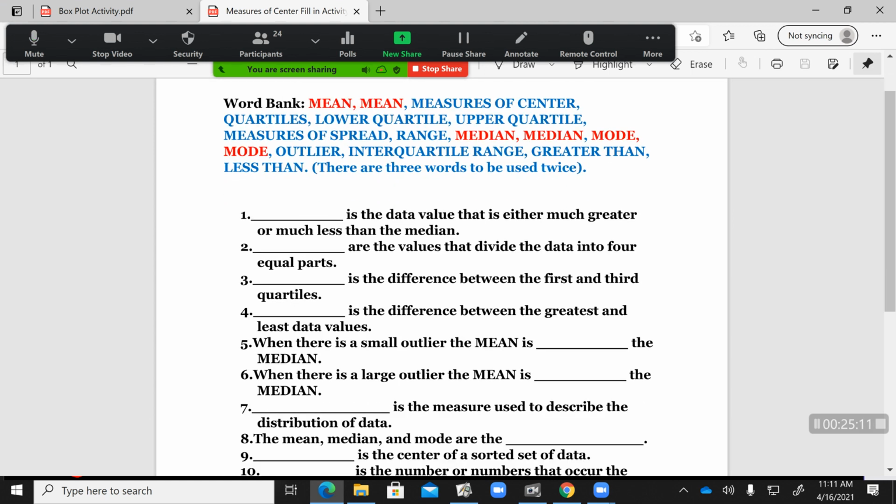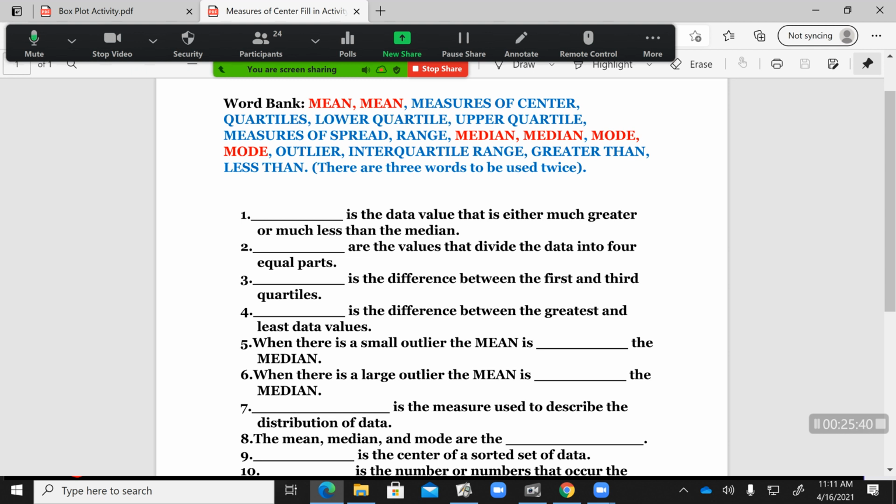Now over here, all you're doing is filling in the blank spaces with the words that I put in the word bank. Now notice how the word mean shows up twice, the word median shows up twice, and the word mode shows up twice. That is because it is two answers. So make sure mean shows up twice, median shows up twice, and mode shows up twice. Everything else is only going to be one question, one answer.